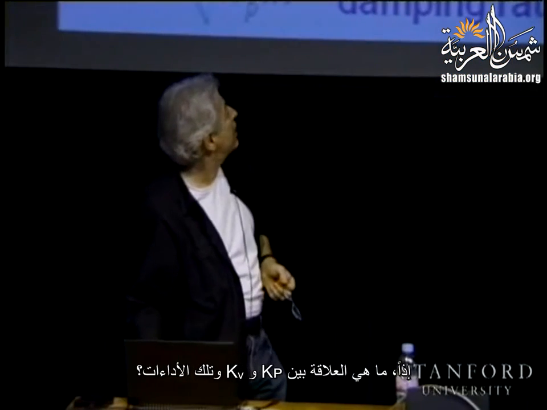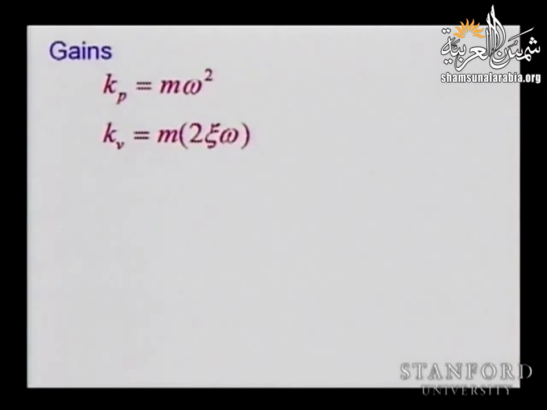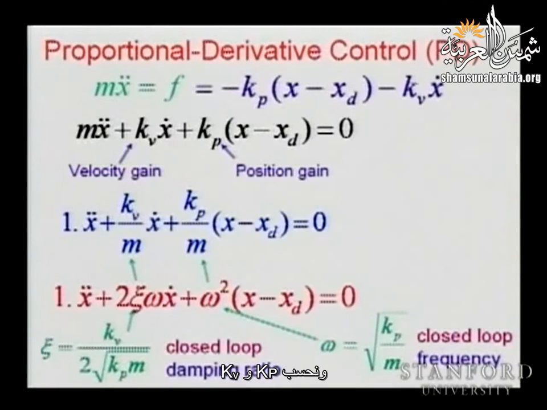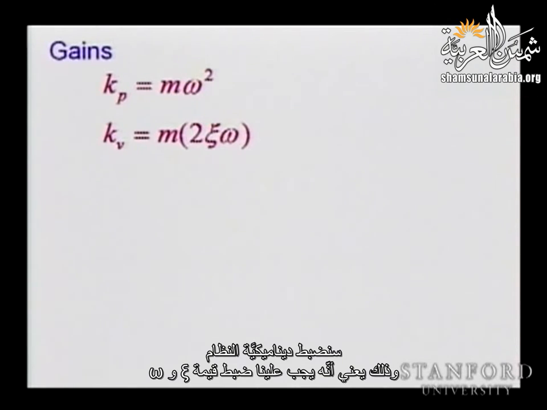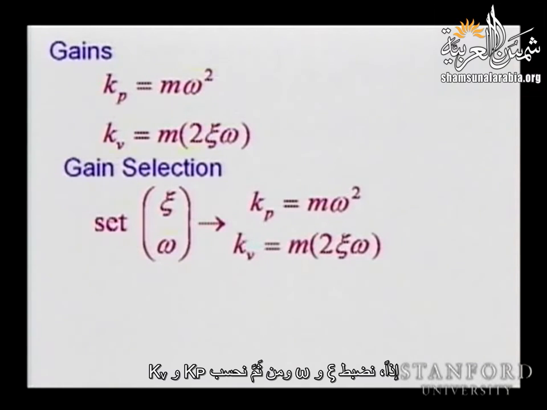So what is the relationship between Kp, Kv, and those performance measures? From those two equations, we can write Kp is m omega squared, and Kv is m 2 zeta omega, right? Just rewriting these two equations and computing Kv and Kp. So when we are controlling a system, we are going to set really the dynamics of the system, which means we need to set zeta and omega. So we set zeta and omega, and we can compute our Kp and Kv. Most of the time, zeta is equal to 1. So Kv is m 2 omega, and all that is left is to set omega.